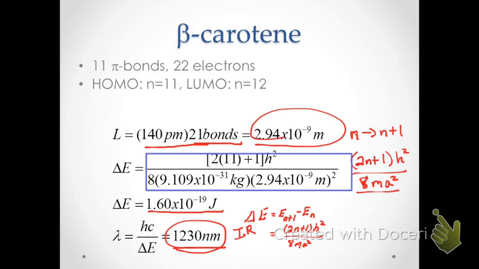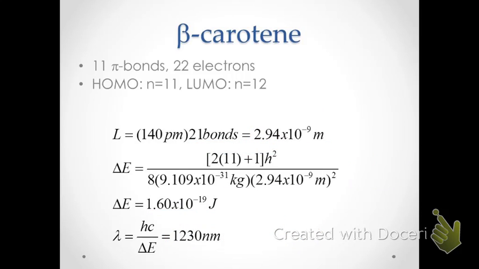But the thing about the FEMO model is it does a very good job of predicting trends. While the numerical values may not be terribly accurate, it does predict trends very well. And one trend that is particularly important is this trend that we've noticed just in comparing butadiene to beta-carotene. Butadiene, you'll recall, had a wavelength for its HOMO-LUMO transition of 116 nanometers.